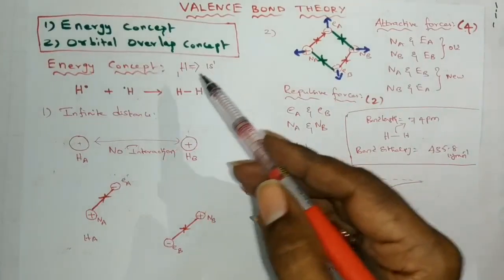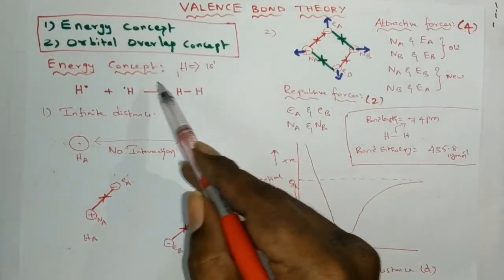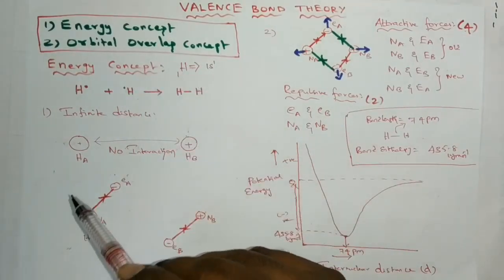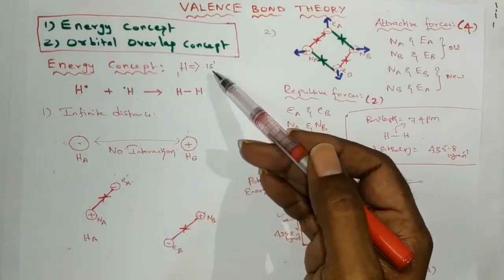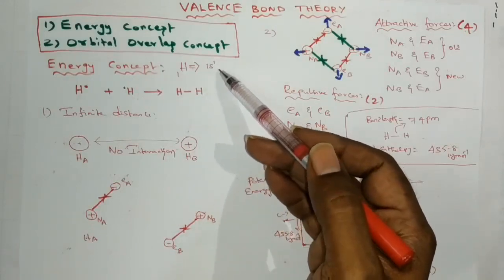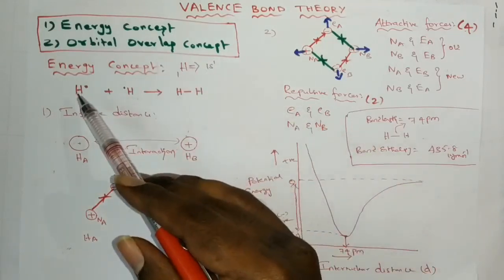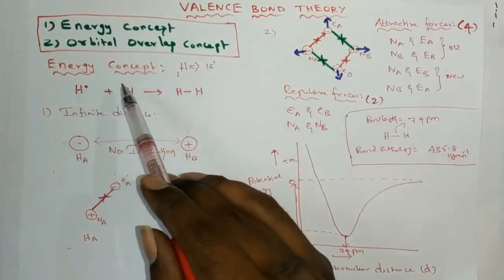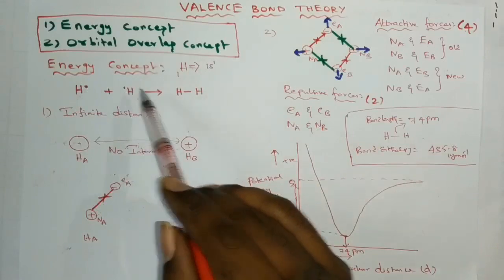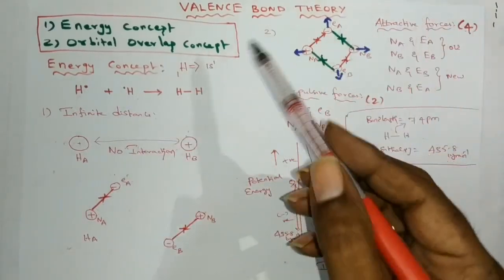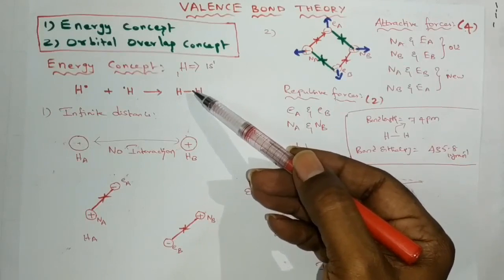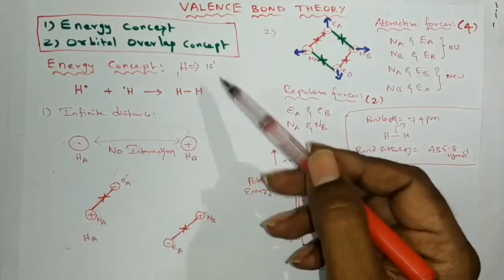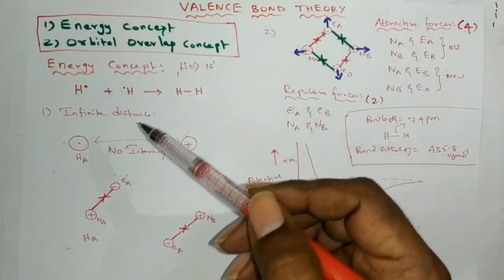Let us see the formation of the hydrogen molecule using this energy concept. We know the hydrogen atom has one electron, its electronic configuration is 1s1, that is, the 1s orbital is spherical in shape. So one hydrogen atom has one electron, another hydrogen atom has one electron. They approach each other and form the hydrogen molecule, H-H. This is a covalent bond. Let us see how this hydrogen molecule is formed using this energy concept.